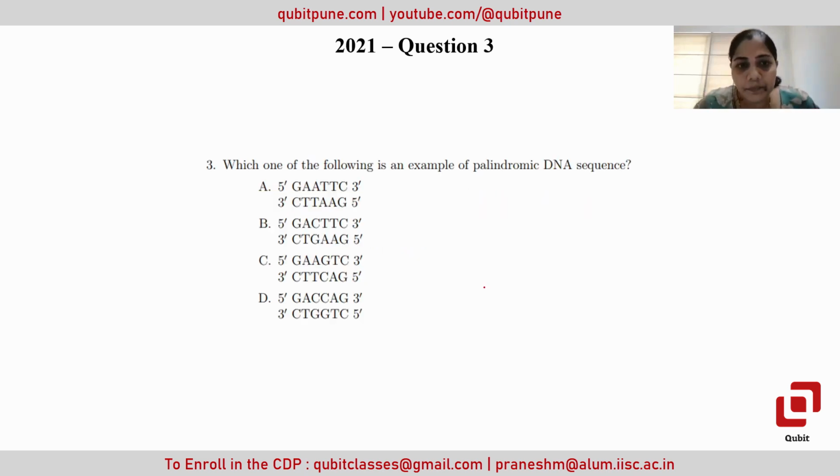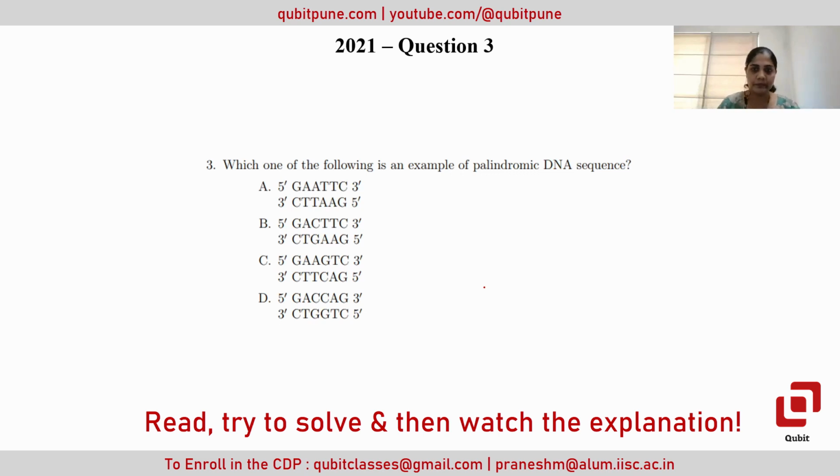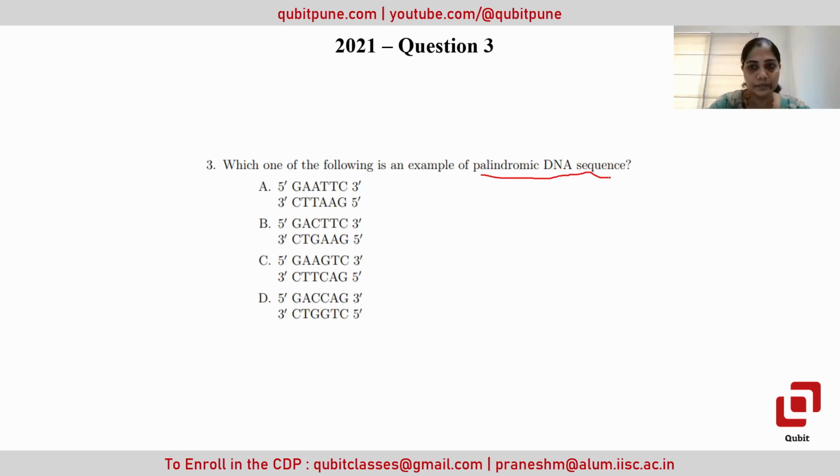Next. Yes, option A is the correct option because a palindrome is a sequence which is usually a site for a restriction enzyme.